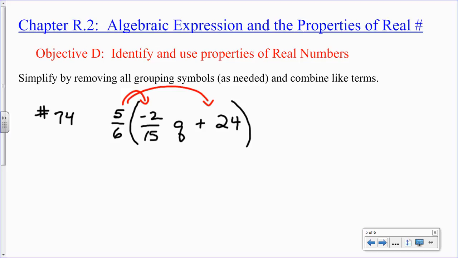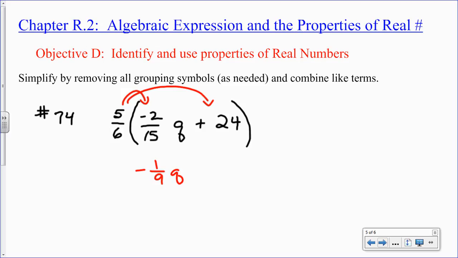Just so you know, I'm going to talk through this without a calculator because once we start rationals, we have to know some properties of fractions. Okay, so when you multiply fractions, multiply across top and bottom. So 5 times negative 2 is negative 10. 6 times 15 is 90. So I have negative 10 over 90, which reduces to negative 1/9.